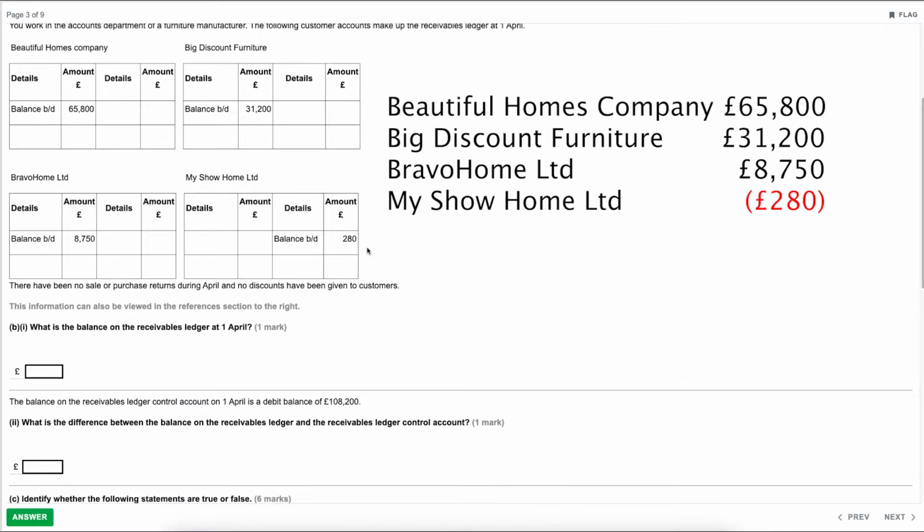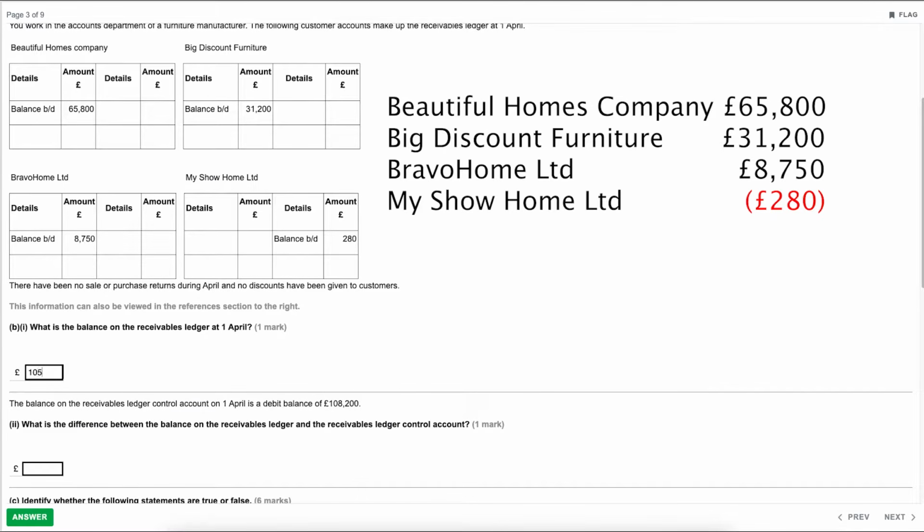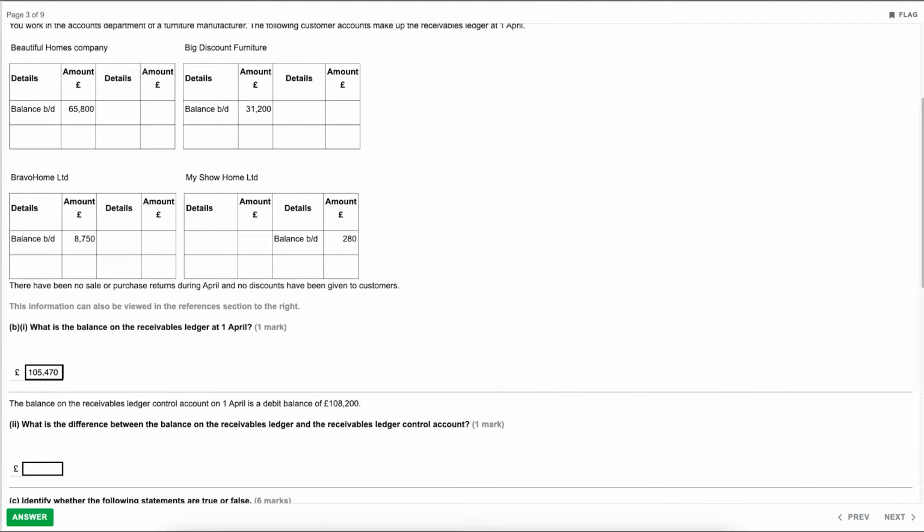Just to say, you can get a credit balance on a customer account like this if that particular customer has overpaid. It's sometimes known as a payment on account and can be matched off against any future credit sales that you make to that customer. Okay, but if we add those three together and deduct the credit balance on My Show Home Limited, that gives us an overall balance on our receivables ledger of £105,470.